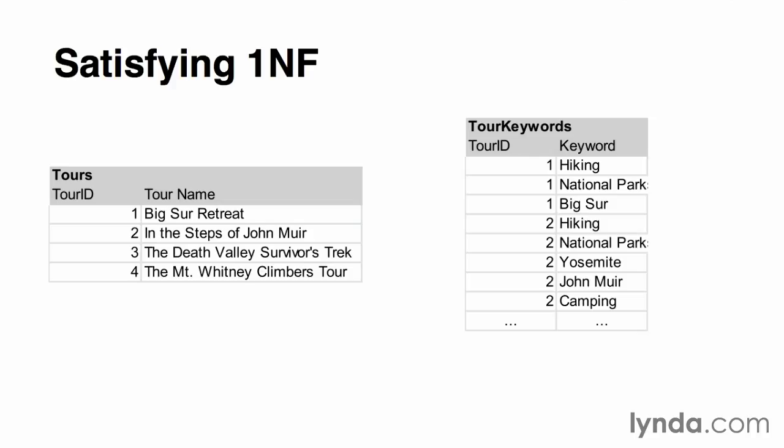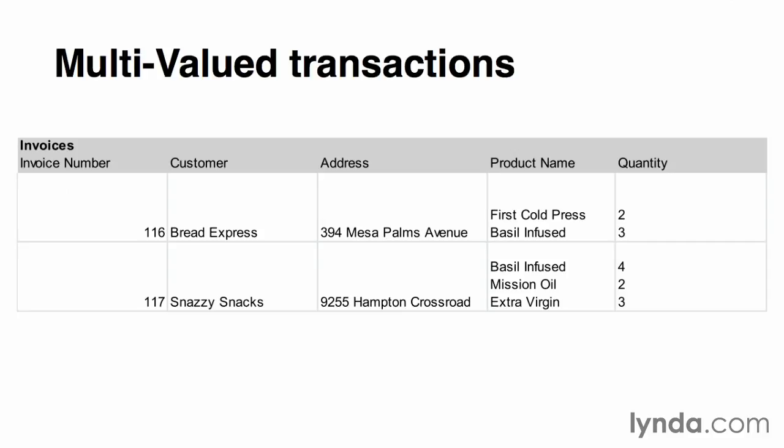For instance, Big Sur Retreat is tour ID number 1, and if I go to the keyword table, I can quickly see that it is associated with hiking, national parks, and Big Sur. As a secondary advantage to this setup, you'll notice that if we need to add a fourth keyword to Big Sur Retreat, say picnicking, we don't need to add a column to our table. It simply gets added as a new record in the keyword table. That's just one example of how a multi-valued field might try and sneak its way into your database, but you'll see this pattern all over the place if you're not careful.